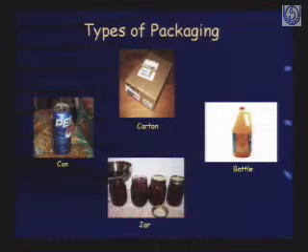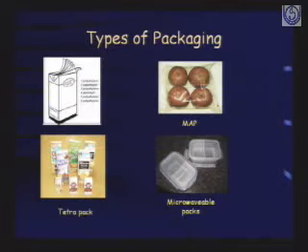See, these are the types of packages: a can, carton, a bottle and jars. And these are innovative, like MAP, where apples are packed in a film, then microwavable packs, and these are Tetra Packs, as you can see them in markets.